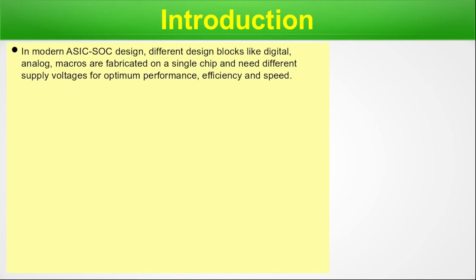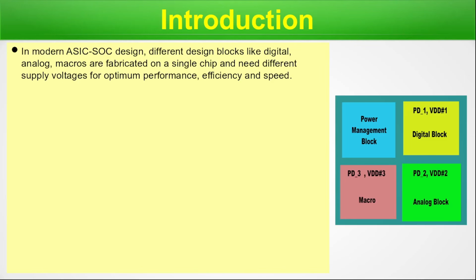Introduction. In modern ASIC SoC design, different design blocks like digital, analog, macros are fabricated on a single chip and need different supply voltages for optimum performance, efficiency and speed. In the right hand side picture, you can see there is a power management block. This manages the entire power of the chip, and here we have a digital block, analog block, macro. This operates at VDD1, this operates at VDD2, and this operates at VDD3.